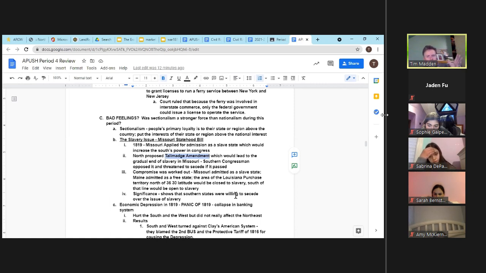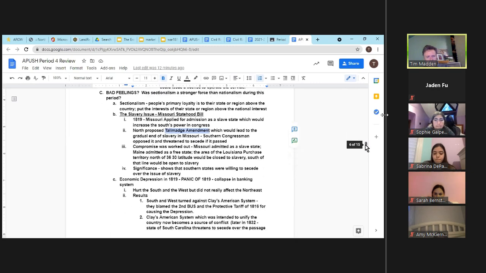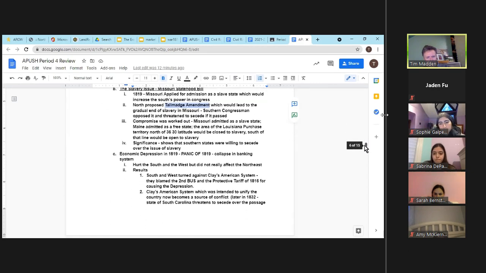If you want to take the position of unity, you can say that ultimately, while it was a polarizing issue, they did come to a compromise, and the Missouri Compromise helped keep the country together for the next 30 years or 34 years until it was repealed by the Kansas-Nebraska Act. So you can go either way with the Missouri Compromise, right? Just as long as your argument is defensible. It doesn't have to be right.